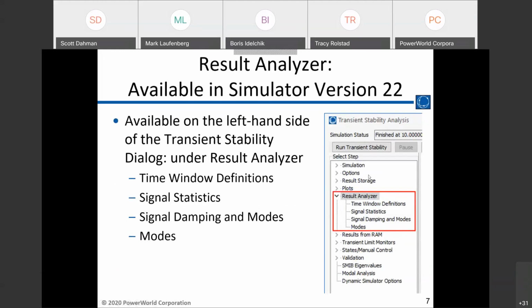we thought the transient stability dialog was too simple, so we thought we would add yet more to it. So on the downside, there's a bunch more tabs on it, but there's a thing under plots for the result analyzer and defining these time windows and statistics and damping and modes that we'll go over in this presentation.